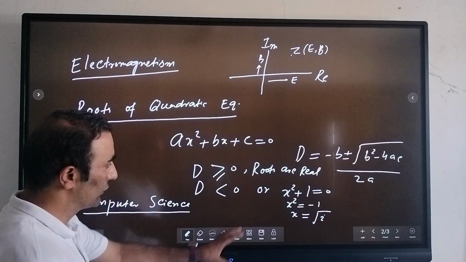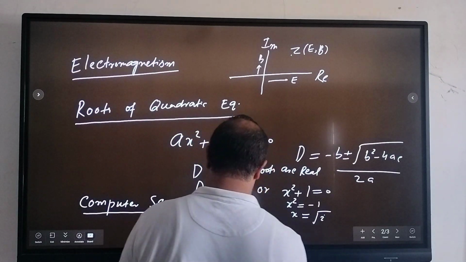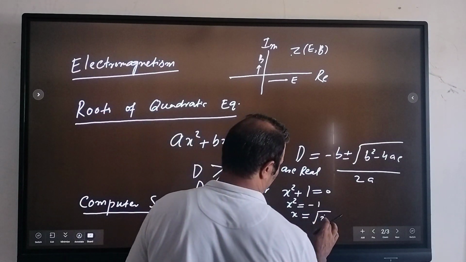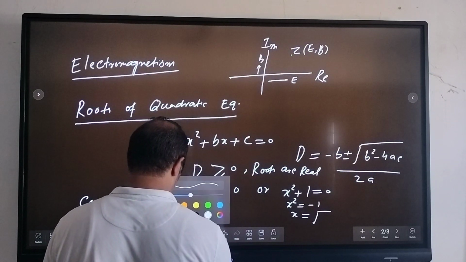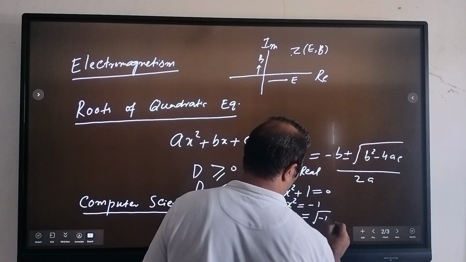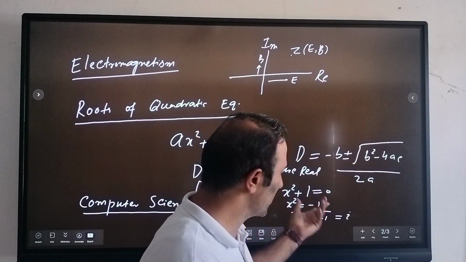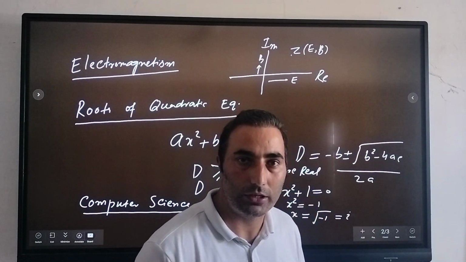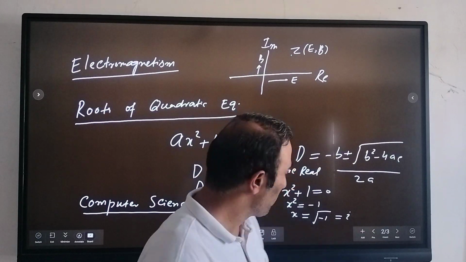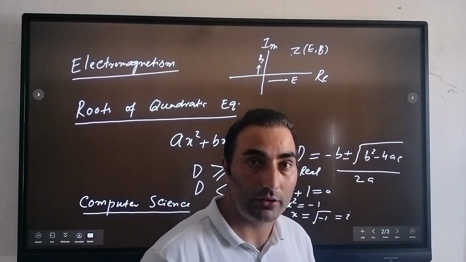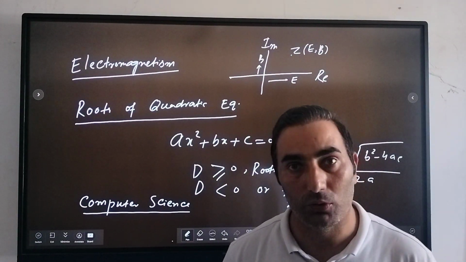Okay, so this will be minus 1. So the root will be imaginary. So this is our quadratic equation, and you can calculate that its root comes out to be imaginary, right? Now, in addition to that, we can also find these complex numbers in computer science.